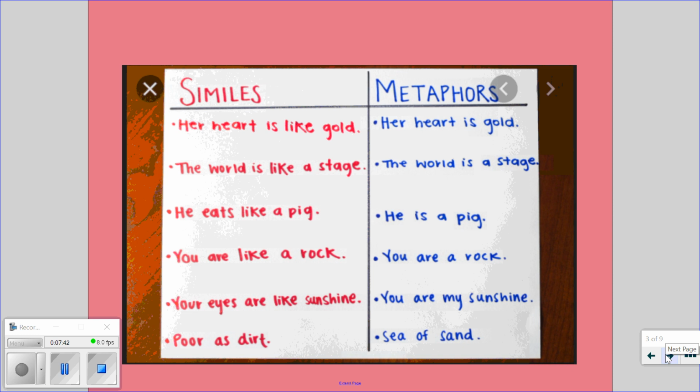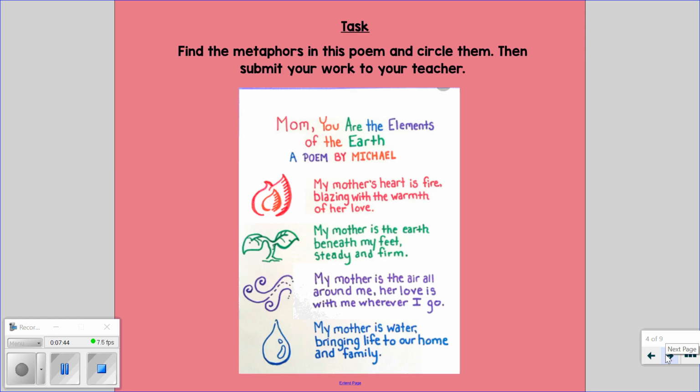Let's go on to our task for today. So I have put a copy of a poem that someone has written about their mom, and this poem has a lot of metaphors in it. So I want you to find the metaphors in this poem and circle them, then submit your work to your teacher. If you don't use the Seesaw app or Class Dojo, if you're just emailing your assignments to your teacher, just write the metaphors that you find in this poem and submit them to your teacher. So I'm going to read it to you, and then I'll let you go for today.